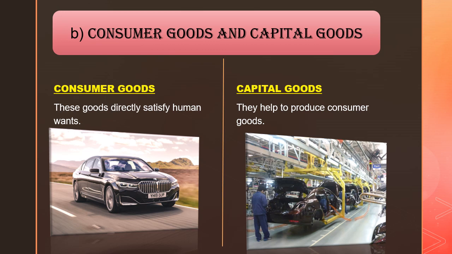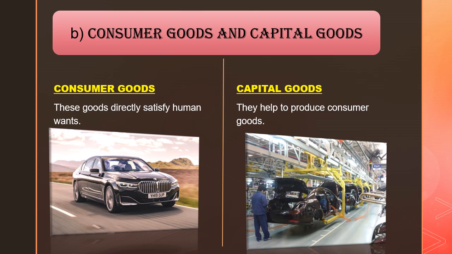The second type is consumer goods and capital goods. Consumer goods are those goods which directly satisfy human wants and needs. Anything you use to fulfill your want or need is known as consumer goods. For traveling you use a car; for satisfying your hunger you use food. It is consumer goods. One point to remember is that consumer goods cannot be used to make money.